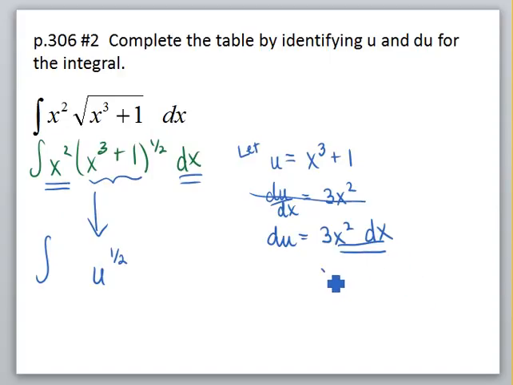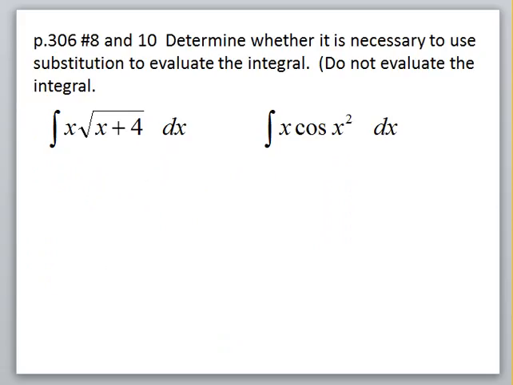So what I want to do is solve for that x squared dx by moving this 3 to the other side, which would create this 1/3 du. So then all I would have to do to replace my x squared dx is write in a 1/3 and a du. Now notice where I put that constant. We're always going to put those constants out in front of the integral. Now it does not say to go ahead and finish this, so that's all I'm going to do. Later we will evaluate the integral.